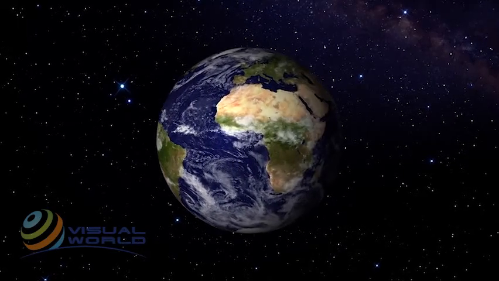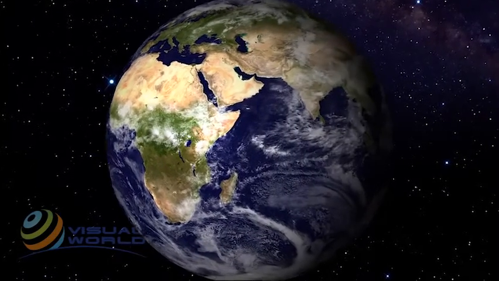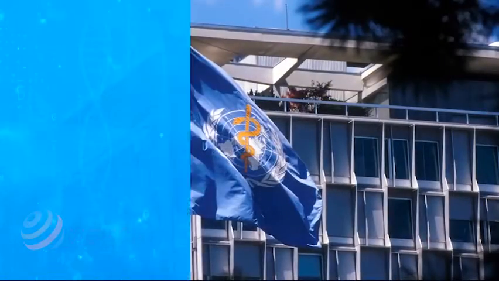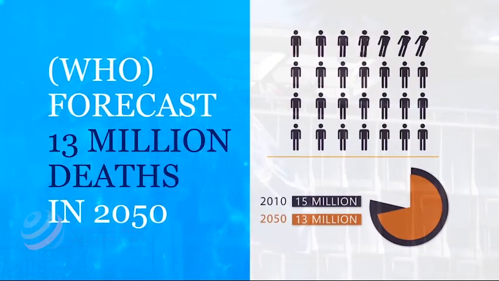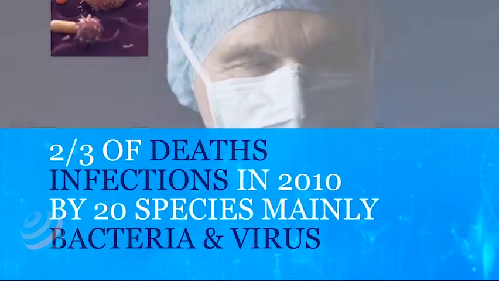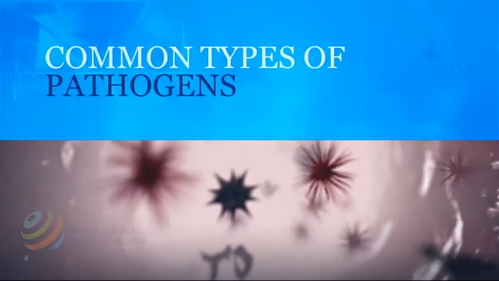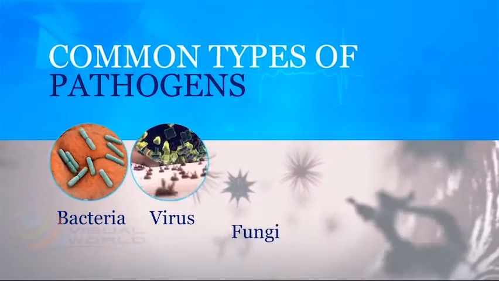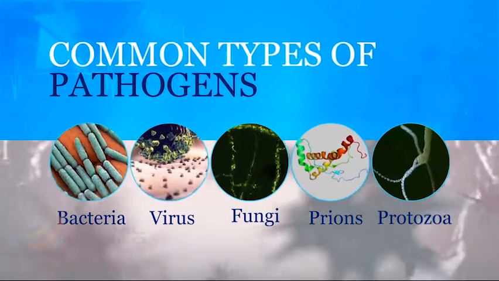Global infections prevalence. In 2010, an estimated 15 million people died from infections, and the World Health Organization forecasts 13 million deaths attributed to these causes in 2050. Two-thirds of deaths from infection in 2010 were caused by around 20 species, mainly bacteria and viruses. The common types of pathogens involved in infections are bacteria, viruses, fungi, prions, and protozoa.